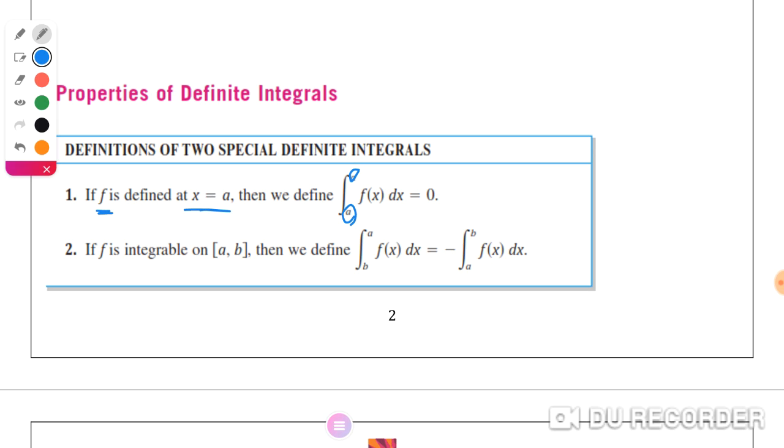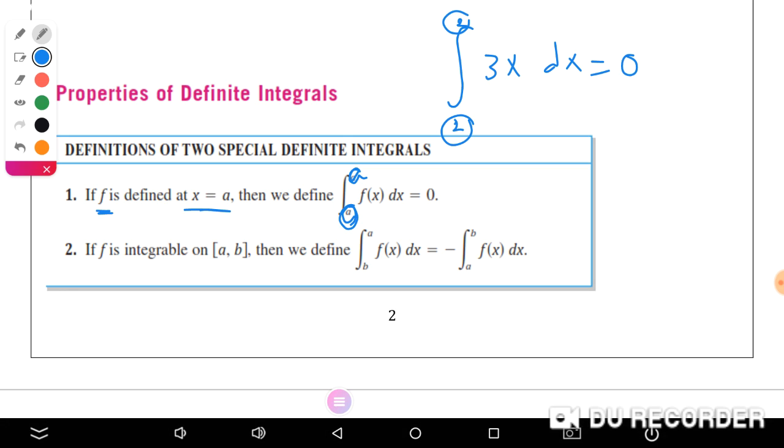What is this property? If the lower limit of the integration is the same as the upper limit of the integration, in this case the definite integral will be 0. For example, the definite integral from 2 to 2 of the function 3x with respect to x. The answer is 0, since the lower limit is the upper limit.